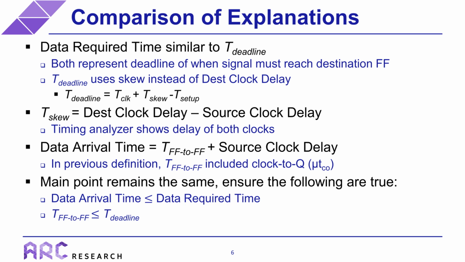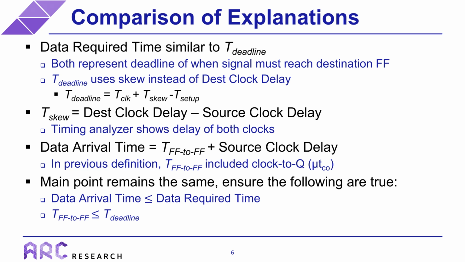So basically, I just move both components of the clock skew into the deadline equation, whereas the Intel timing analyzer explicitly separates the components of the skew. Now, the data arrival time is similar to my definition of the time between flip-flops, but with the source clock delay included. Note that the clock to queue, or the micro clock to output time, as Intel called it, is included in my definition of the time between flip-flops, whereas in Intel's definition, it keeps it separate. In any case, the main point remains the same in either definition.